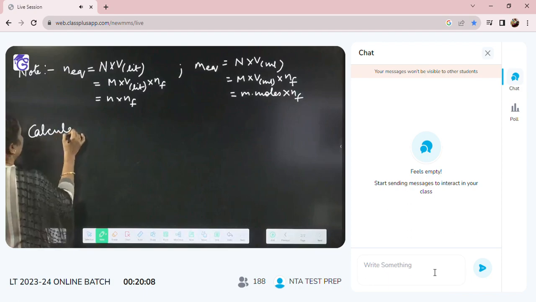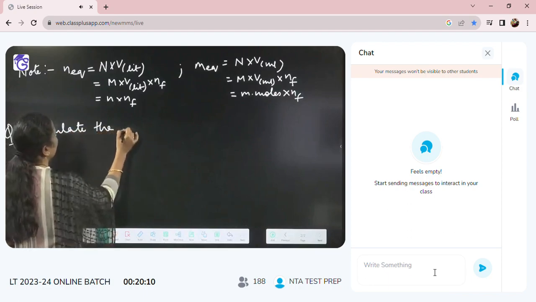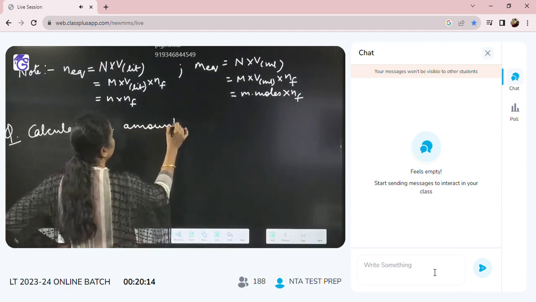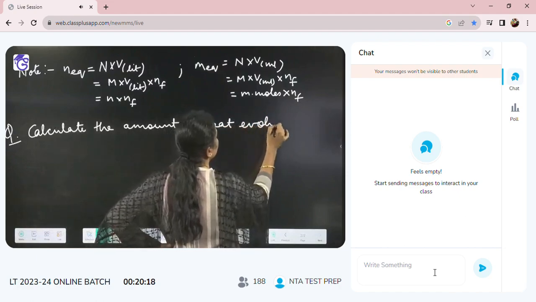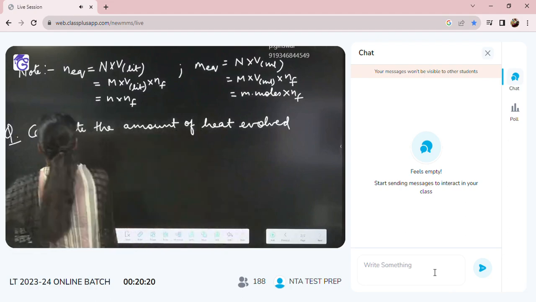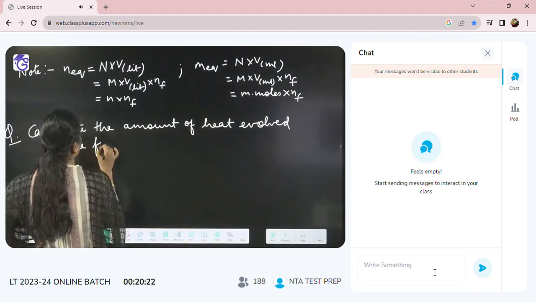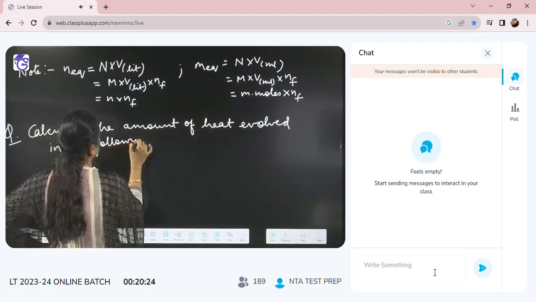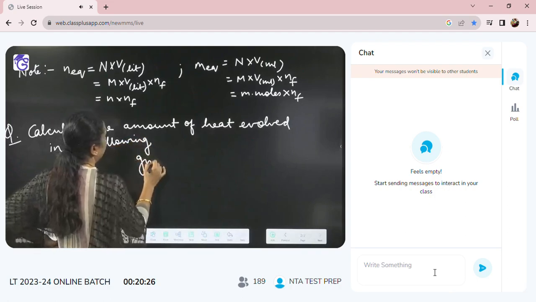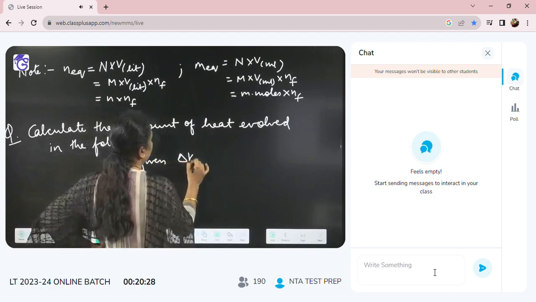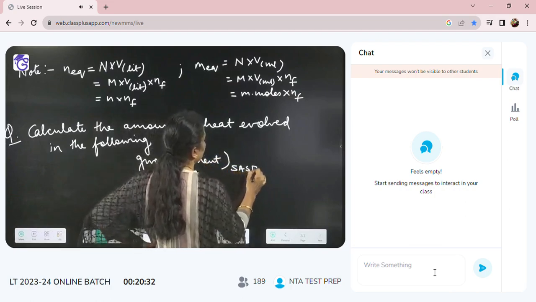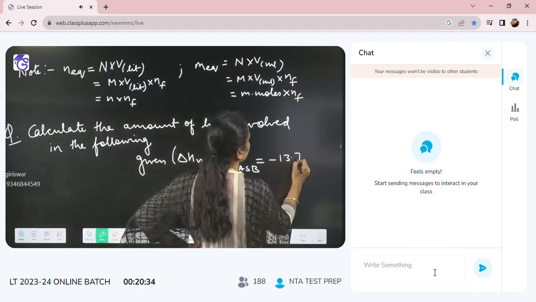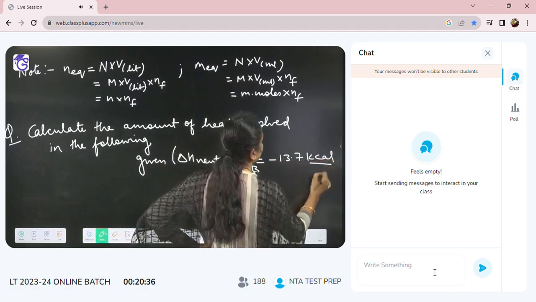So I'm writing here: calculate the amount of heat evolved in the following, given delta H neutralization of strong acid, strong base is minus 13.7 kilocalorie per equivalent.